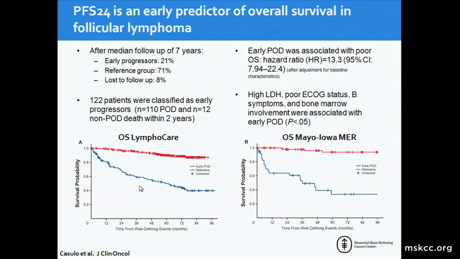Overall survival is very inferior for patients who progress within the first 2 years. These are not progress and death. These are people who are still alive, but have progressed within the first 2 years. We were able to validate this in an independent data set, so this is suggestive that this endpoint is valuable.